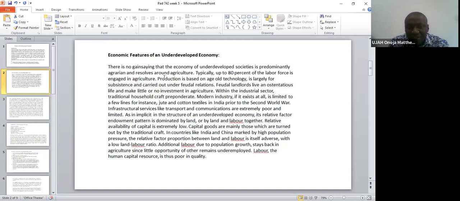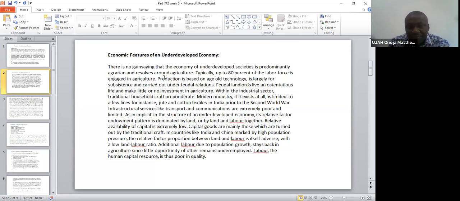As is implicit in the structure of an underdeveloped economy, its relative factor endowment pattern is dominated by land, or by land and labor together. Relative availability of capital is extremely low. Capital goods are mainly those which are turned out by the traditional craft. In countries like India and China, marked by high population pressure, the relative factor proportion between land and labor is itself adverse, with a low land-labor ratio. Additional labor due to population growth stays back in agriculture, since little opportunity exists elsewhere, and remains underemployed. Labor, the human capital, is thus poor in quality.